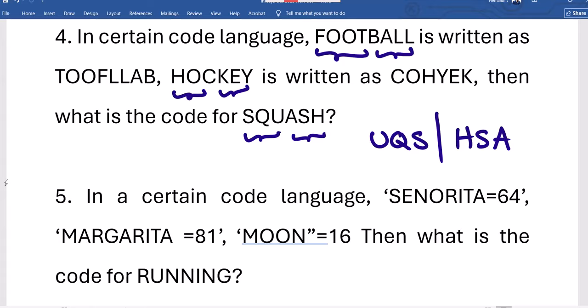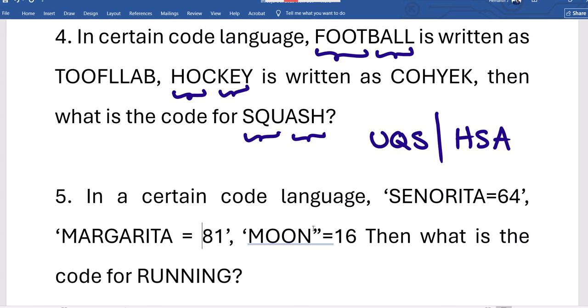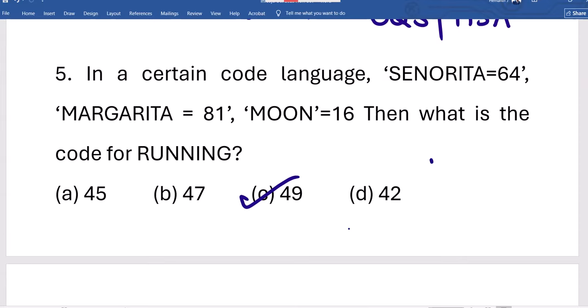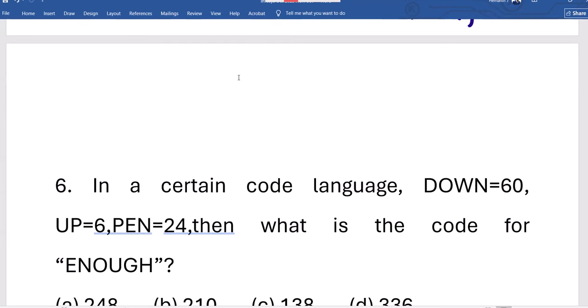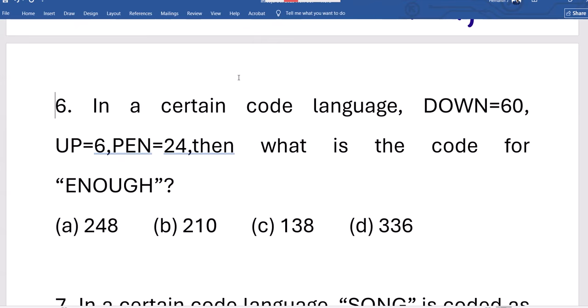Now what about this one? Senorita 64, Moon 16, running. 49. Number of letters square. Moon is having 4 letters. Senorita, 8 letters. No forward coding, nothing, adding nothing. It's number of letters square. Yeah, these you people can handle.